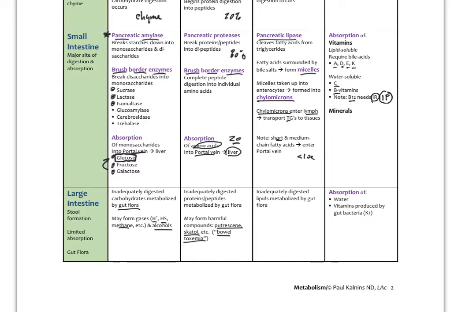And then most minerals are absorbed in the small intestine as well. Minerals and metals, the majority of them, especially metals, have carrier proteins. So, for example, with iron, there's a protein called transferrin, which is going to help take up the iron and then transport it through the blood to where it needs to go. And then within tissues, it can be stored complexed to a protein called ferritin. That's an iron storage protein.